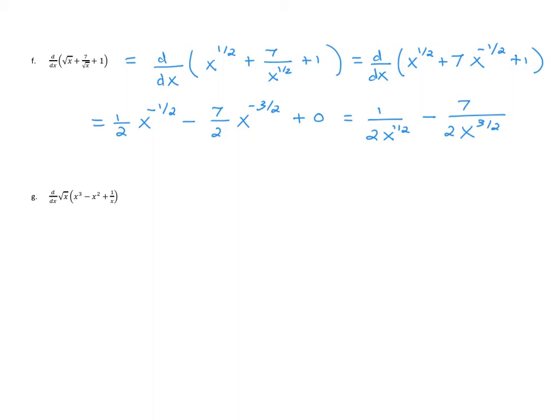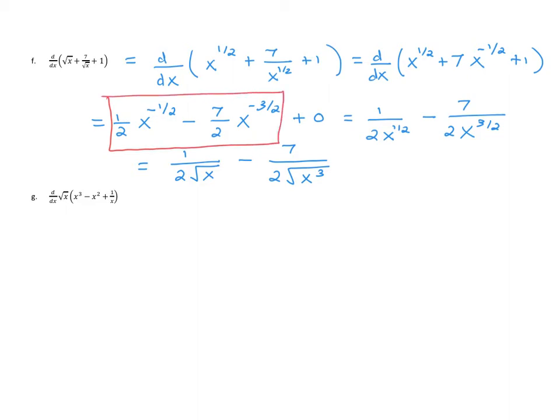And if you'd prefer to use root symbols instead of powers, you could also write this as 1 over 2 times the square root of x, then minus 7 over 2 times x to the 3/2, which is really the square root of x cubed. So any one of these would be completely acceptable for the answer. So you could write it like this, or even this would be fine too.